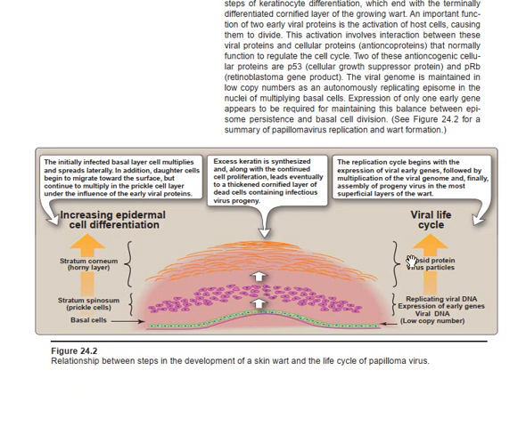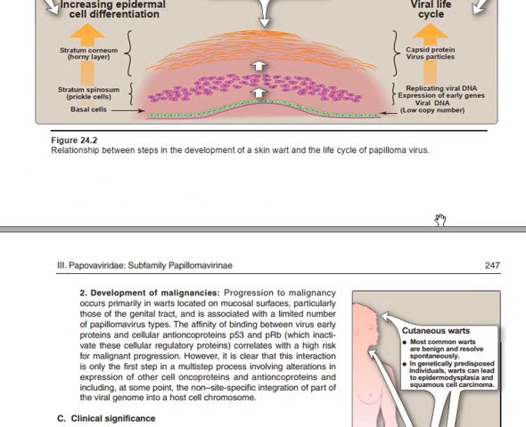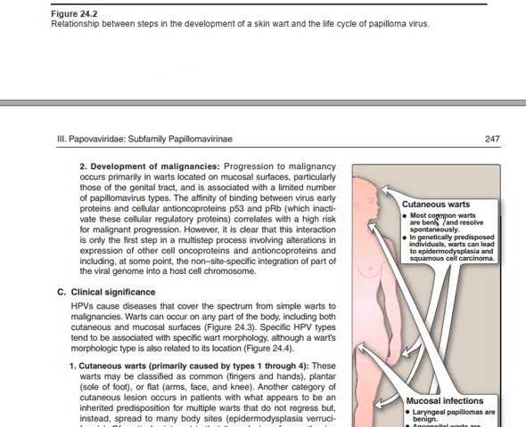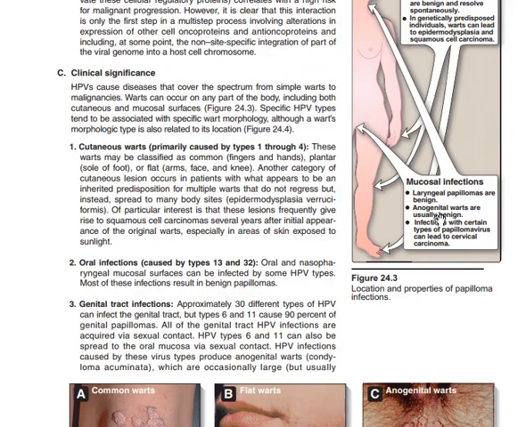But when the virus is affecting, the replicating viral DNA is going to express its early genes. The replication cycle begins with the expression of the viral early genes, followed by the multiplication of the viral genome, and finally the assembly of the viral progeny at the superficial layer of the wart. As easy as that. It just infects the skin and then they start multiplying.